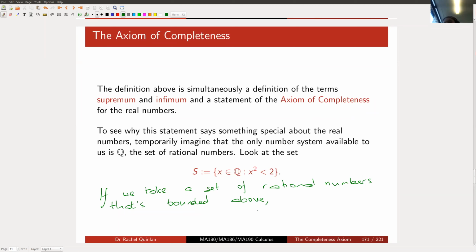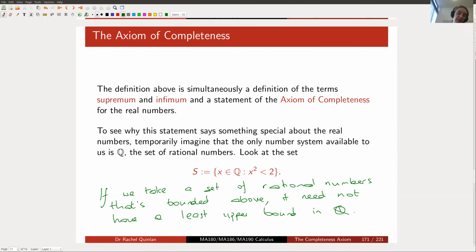Okay, well, obviously it's a set of real numbers if it's a set of rational numbers, so it does have a supremum that's a real number, but the claim is that it need not have a supremum that's a rational number. It need not have a least upper bound that's itself a rational number. So it'll have a least upper bound in the real numbers if the axiom of completeness is true there, but it need not have one that's a rational number.